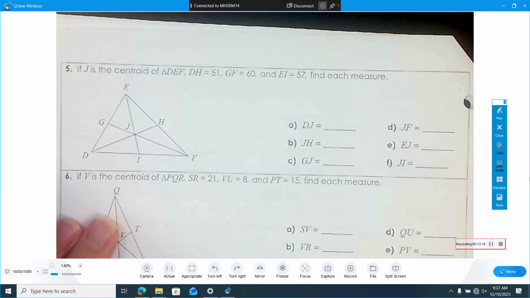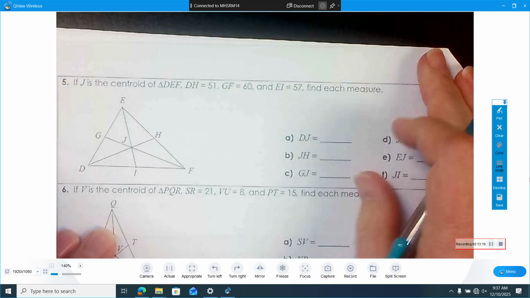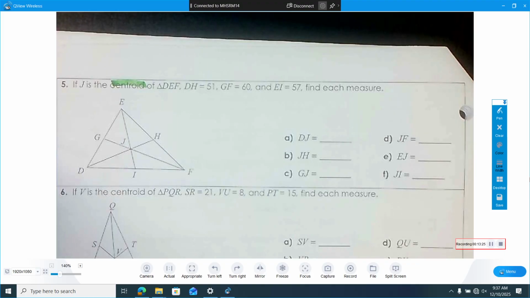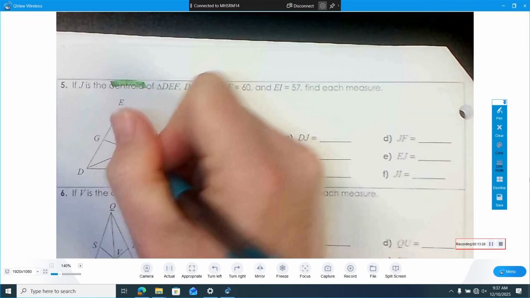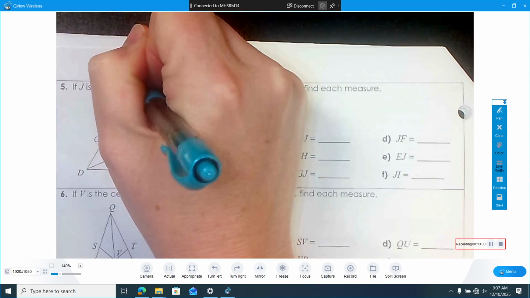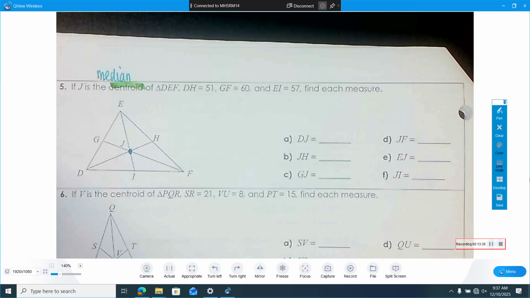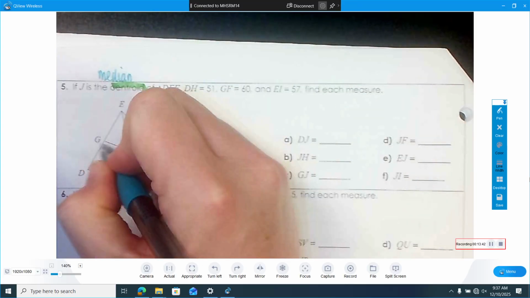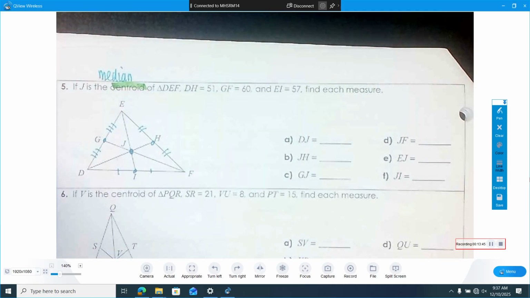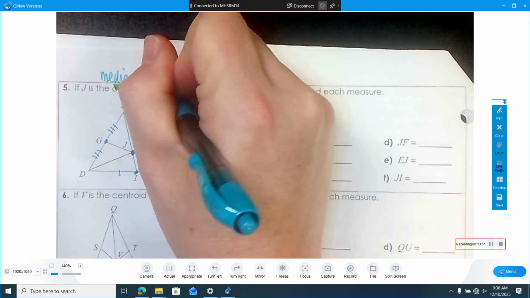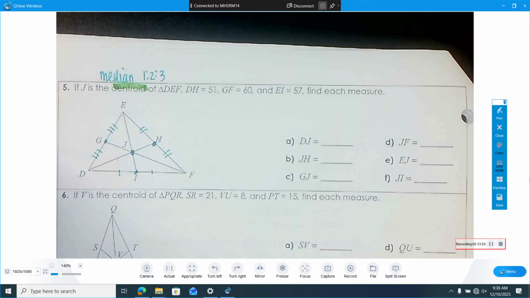Okay, let's look at number 5. Again, J is the centroid. So what does that mean if we have a centroid? Medians. What does a median mean? In the middle. Midpoints. We have lots and lots of midpoints. Very important. Median is middle, midpoints, 1, 2, 3, 1, 2, 3. It also means that the medians get split into a 1, 2, 3 ratio. All right? Small, medium, large. Or small, big, whole. However you want to think about it.